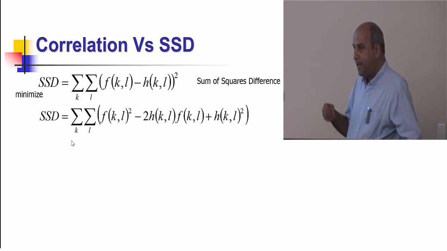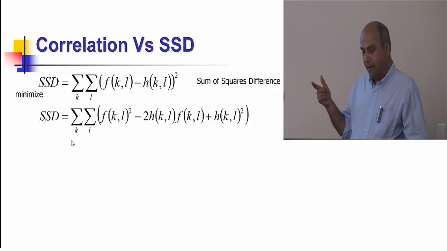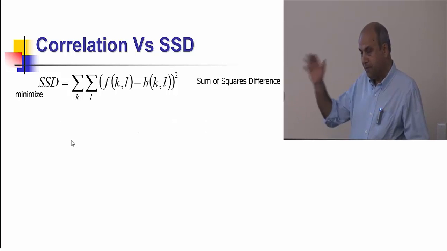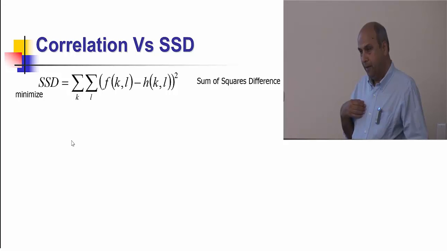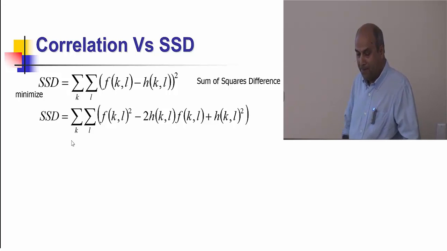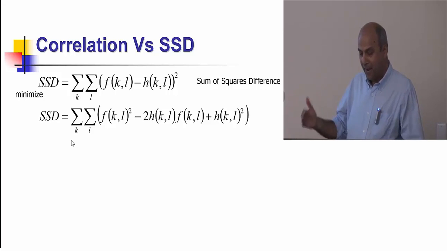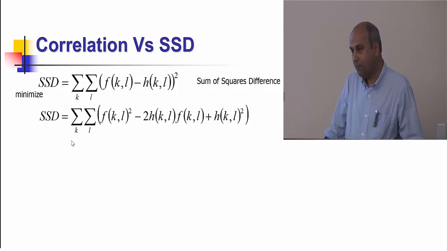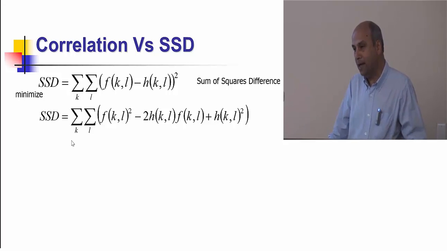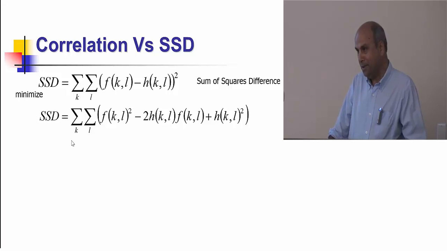Now, if we expand this, it's a square. It's like A minus B square. So you know A minus B square is what? How does it expand? A square minus 2AB plus B square. Okay, so lots of people know that. So F square minus 2HF plus H square. So that's what we did. This is what you learn in the elementary school. So, you know, there's nothing new here.